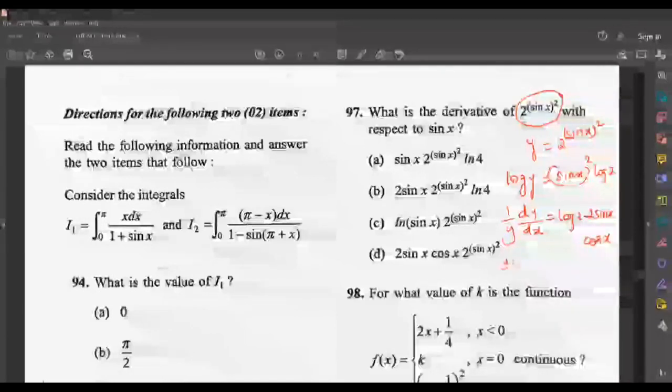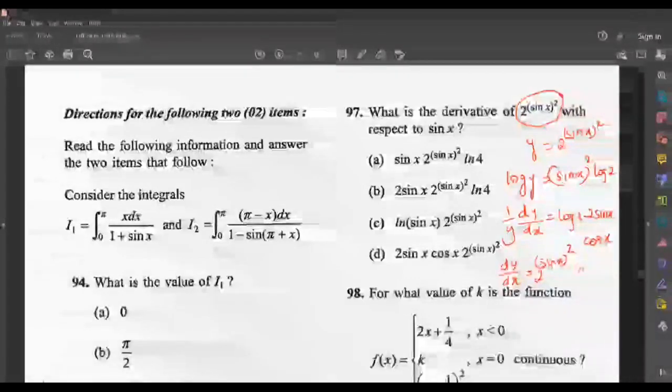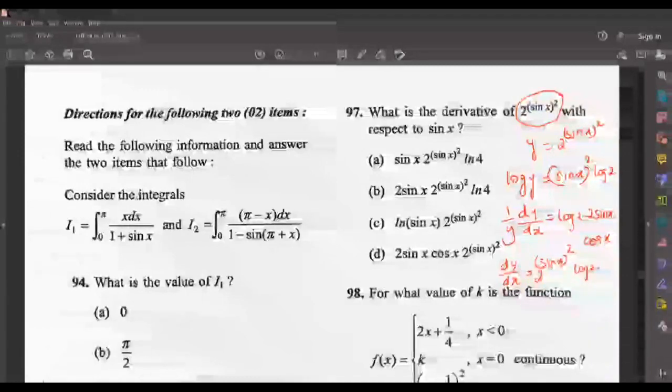Okay. So dy by dx is equal to, if I take y to this side, what is y? 2 raised to sin x the whole square log 2 into 2 sin x cos x, isn't it? 2 sin x cos x. Understood? That means I multiplied y to this side.